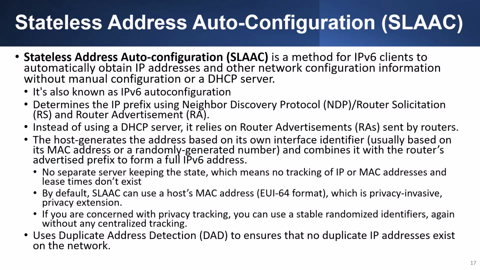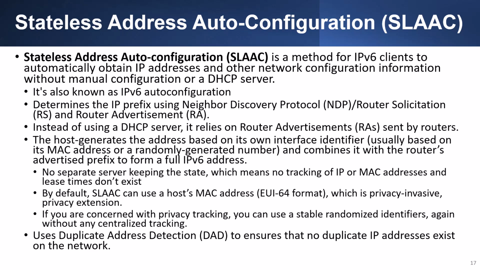The host generates an address based on its own interface identifier, usually based on the MAC address or a randomly generated number, and combines it with the router's advertised prefix to form a full IP version 6 address. No separate servers keep state, which means no tracking of IP or MAC addresses, and lease times don't exist.